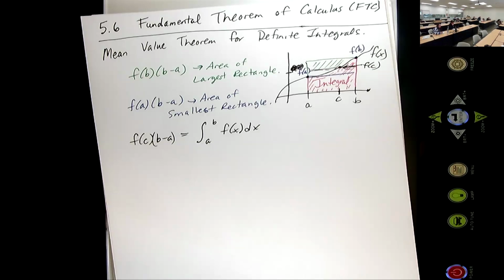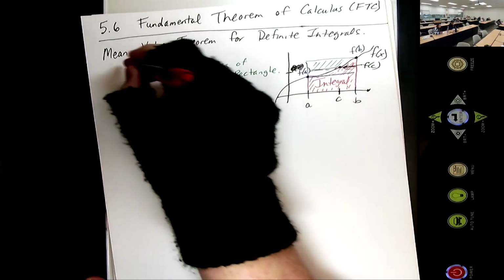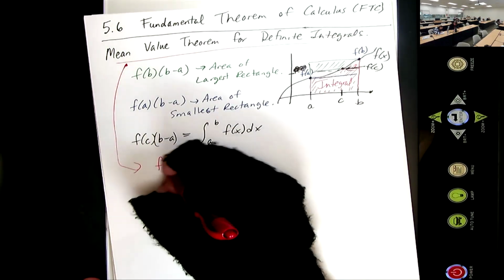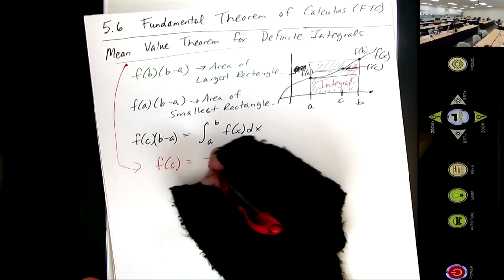Okay, that's graphically what's going on. And they often write the mean value theorem for definite integrals either written like that, or written like this, where they divide both sides by b minus a.